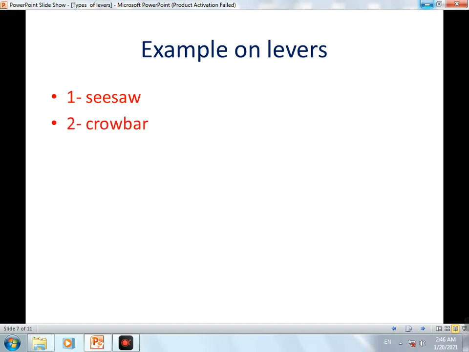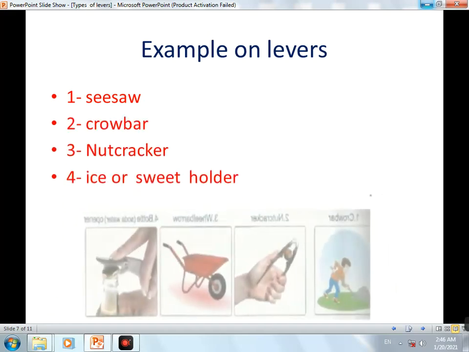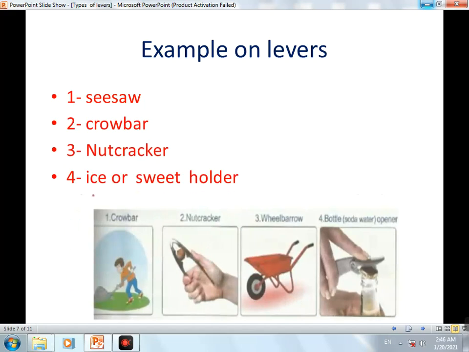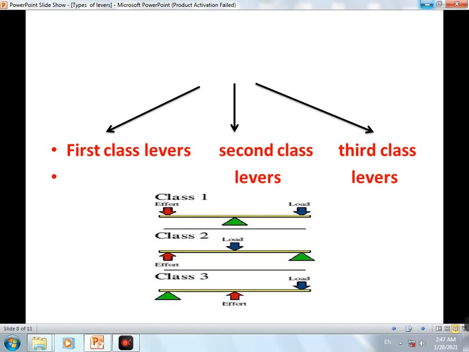These are examples of levers. What are the types of levers? Levers have three types. Type number 1, first class lever. Type number 2, second class lever. 3, third class lever. So we have 3 types of levers: first class, second class, third class. Okay?